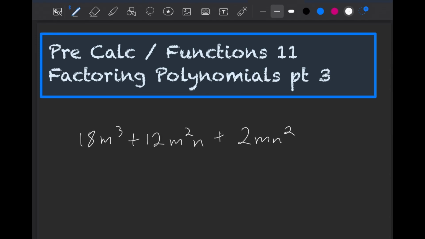Alright, let's continue factoring our polynomials. So as always, pause the video for each example and try them on your own.